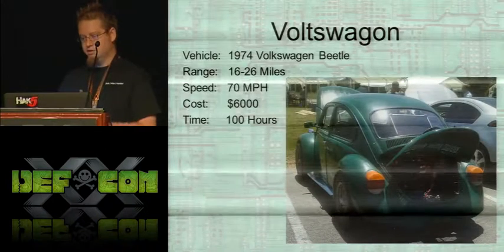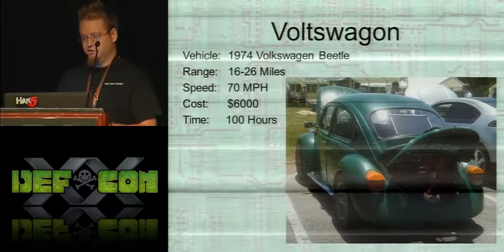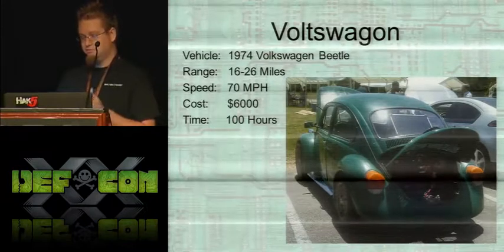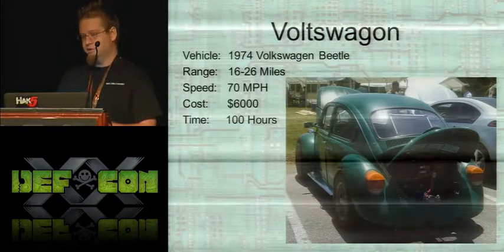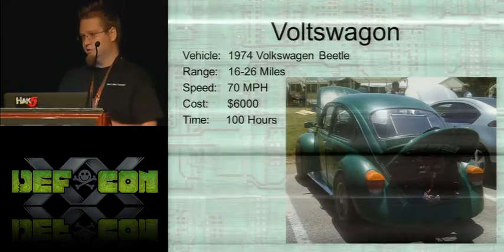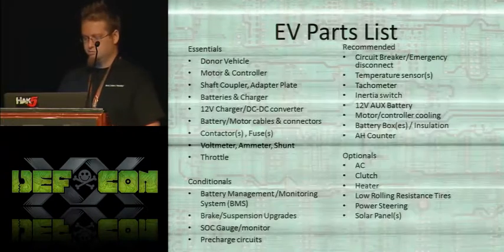So this is my car. It's a '74 Volkswagen Beetle. Range originally 16 to 26 miles, 70 miles per hour. The conversion cost $6,000 and took about 100 hours to get it on the road. I've probably spent at least 100 on it since then, just working on other stuff.